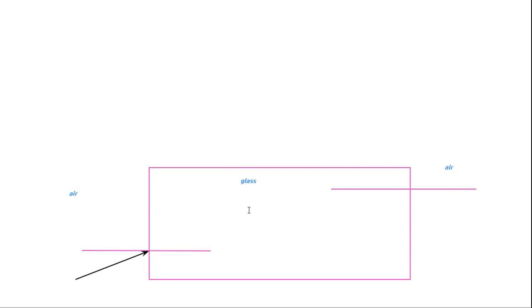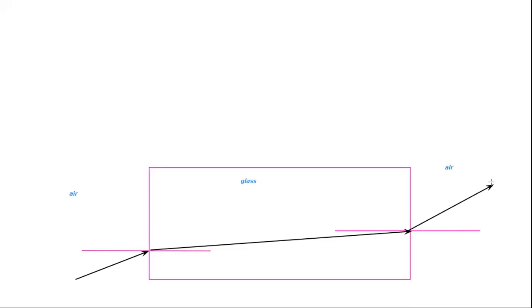That means from rarer to denser medium. So as we know, it is always moving towards the normal. So this is what it does. It moves towards the normal while traveling through the glass slab. Now again, when it comes out from the glass slab to air, it is moving from denser to rarer medium. So in this case, we know what happens. It moves away from the normal, and this is what it does. Okay, so this is what our ray diagram looks like.